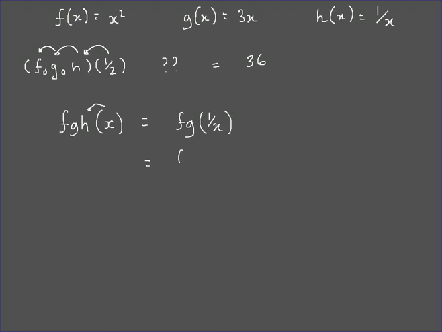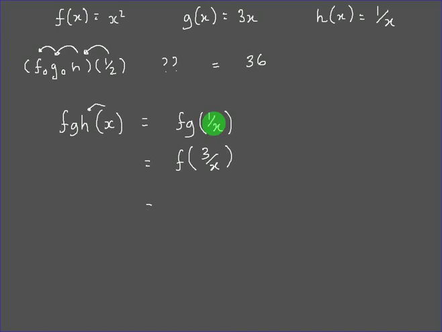If we now deal with g as we work our way through, then 3 times whatever you see in the bracket. So g tells us to do 3 times of that. It doesn't matter about the letters, it's the instruction that's the issue. So 3 times 1 over x gives us 3 over x.